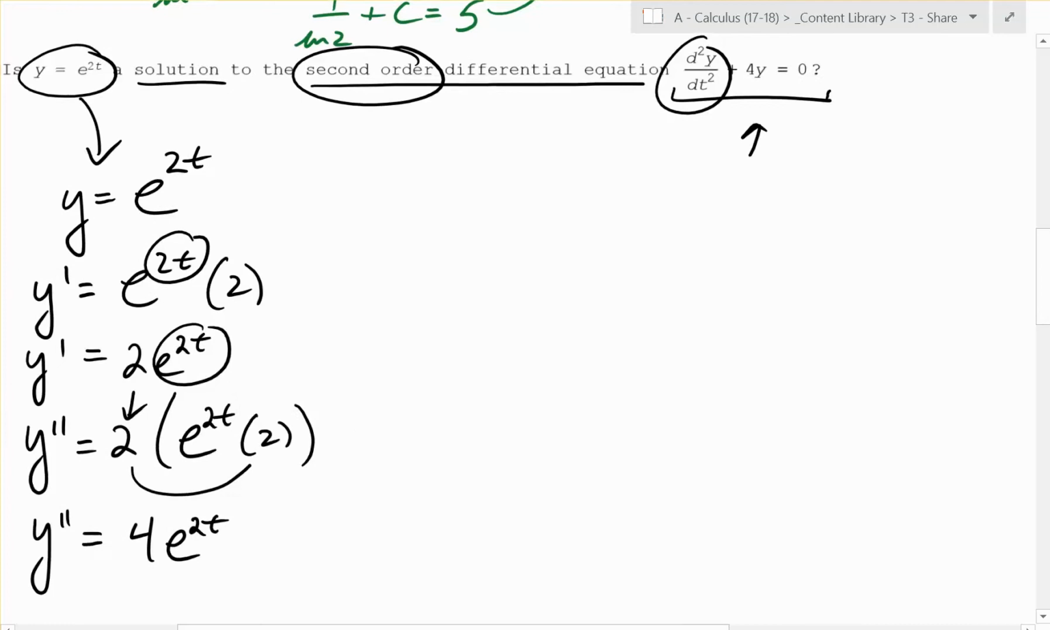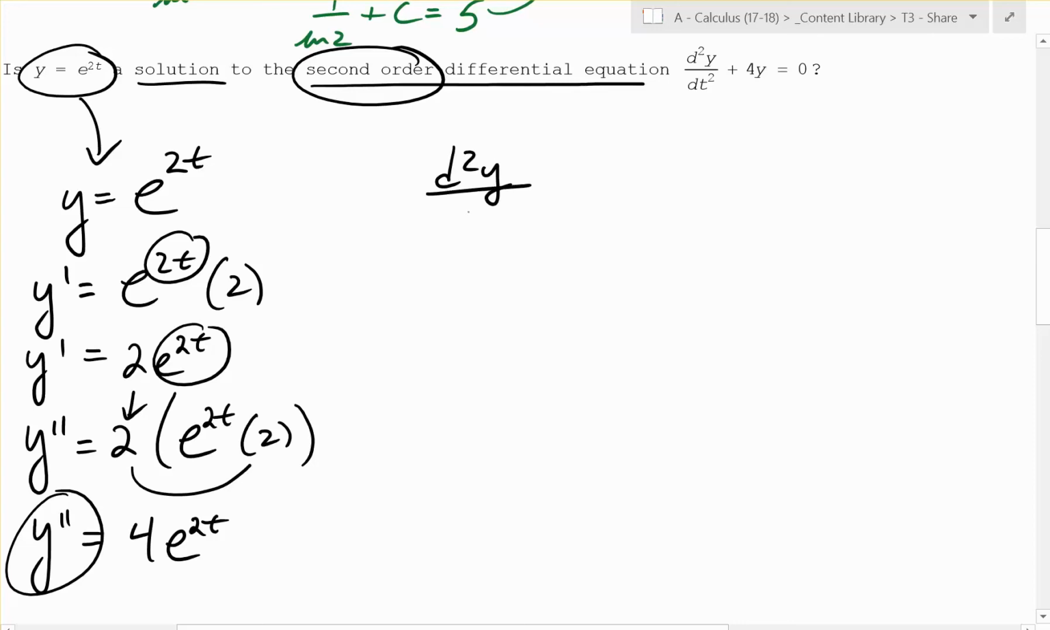So how do we check to see if it matches this equation right there? Well, let's take this and write it a little differently. That's written as this as well. You can write it as the second derivative written like that. That's the same way of writing it. So this and this are the same thing. And we're saying now that that, from our math, is equal to 4e to the 2t.